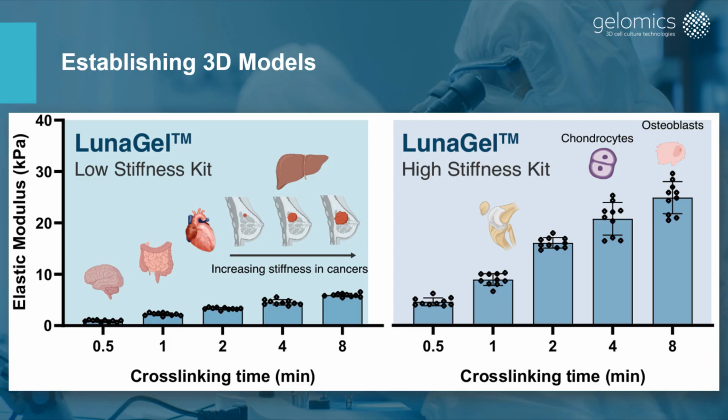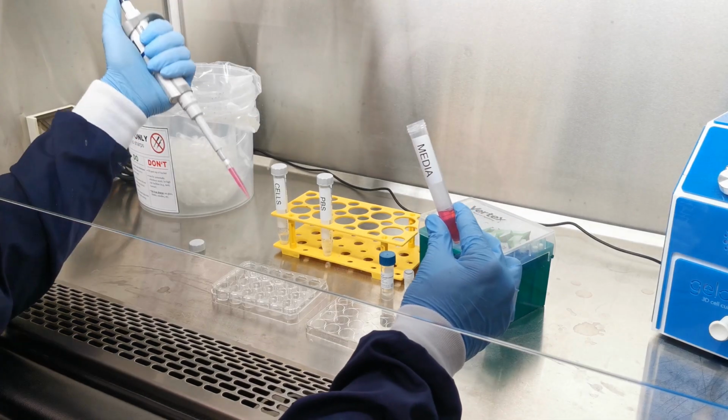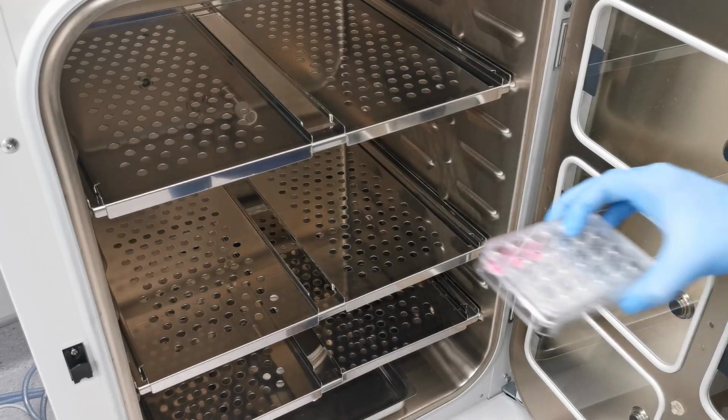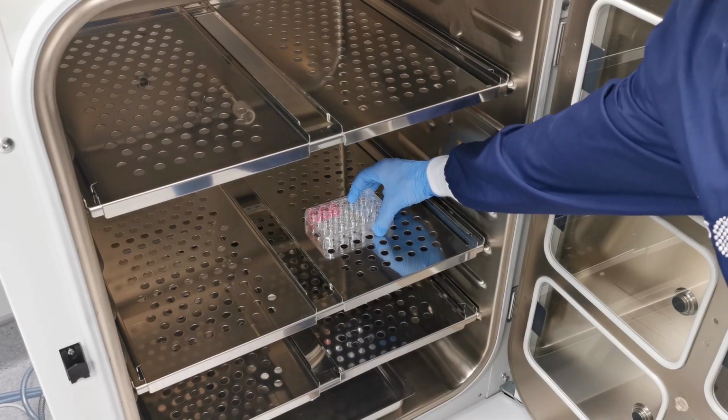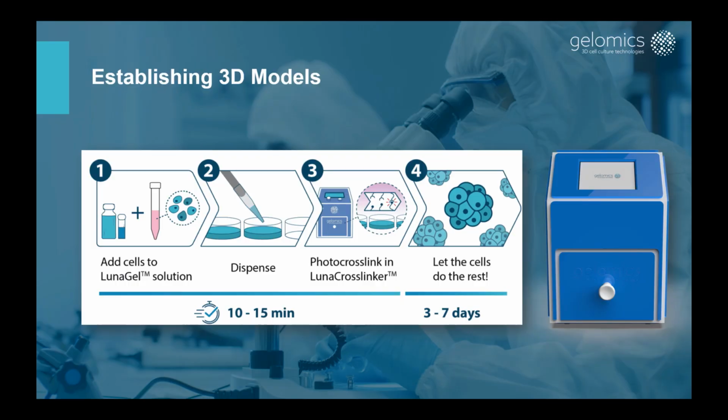After cross-linking is complete, we simply add culture media and any growth factors required to the plate before transferring the plate to a standard incubator at 37 degrees Celsius and 5% CO2. Within just a few minutes, we've established a 3D cell culture system which supports physiologically relevant cell behavior and long-term model development.